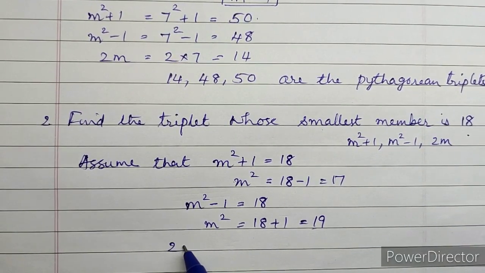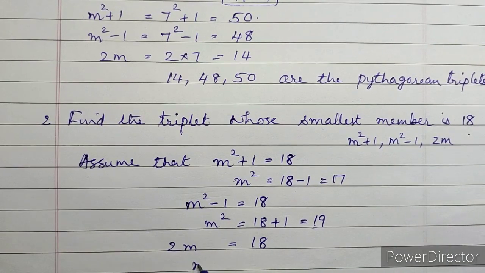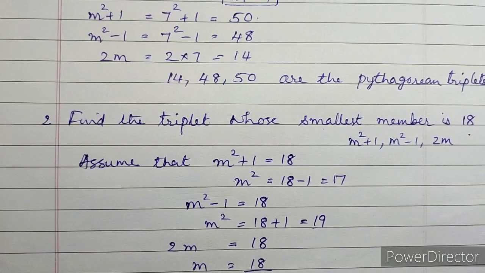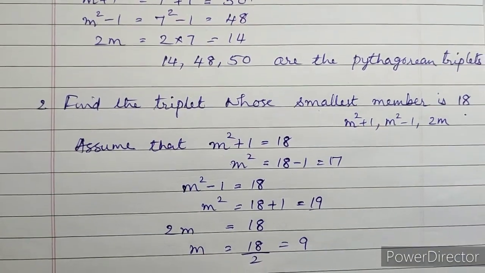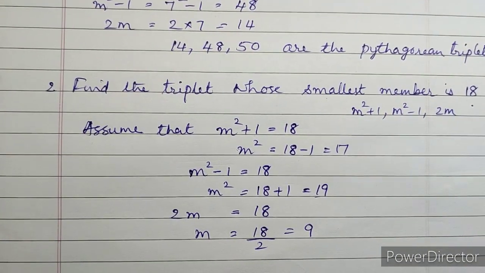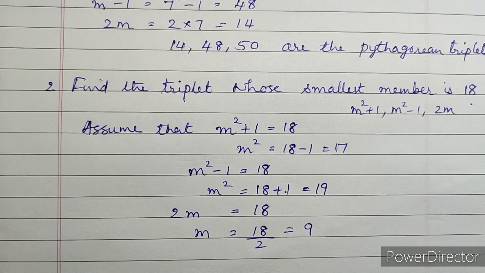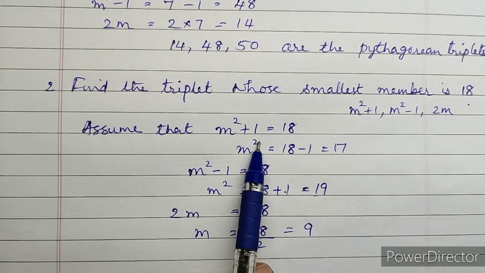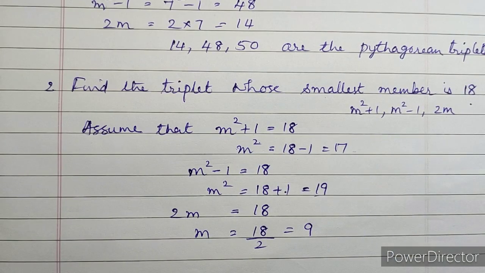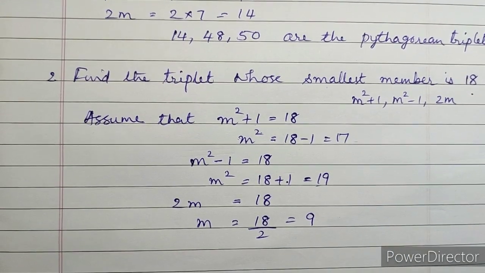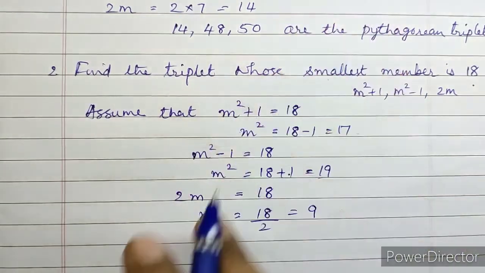Next, you have to find 2m is equal to the given number 18. So m is equal to 18 by 2, which is 9. So here you got the whole number. If you are getting a whole number, you have to stop there. Don't go to the third number. After getting m, come back to the three numbers, the triplets.